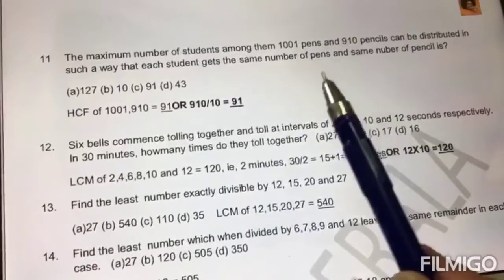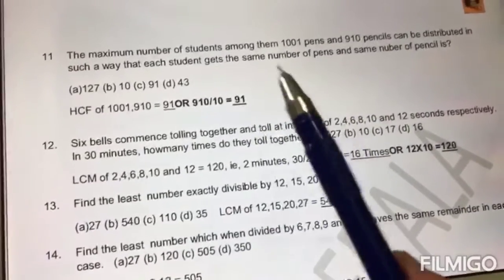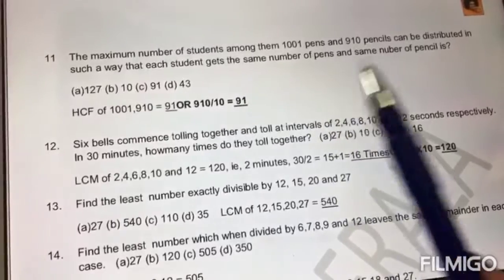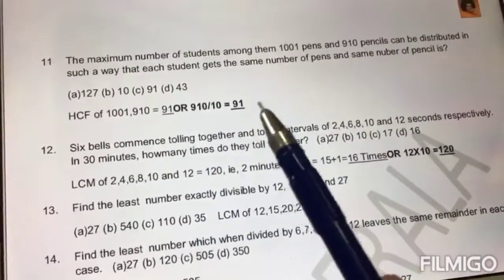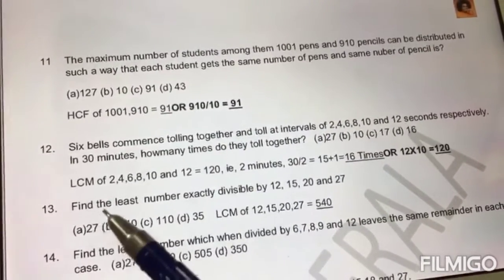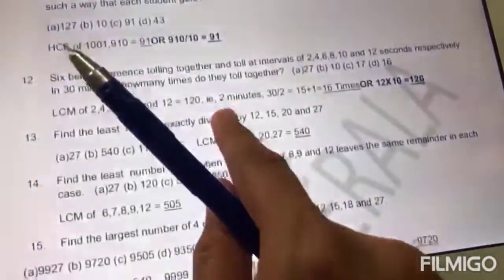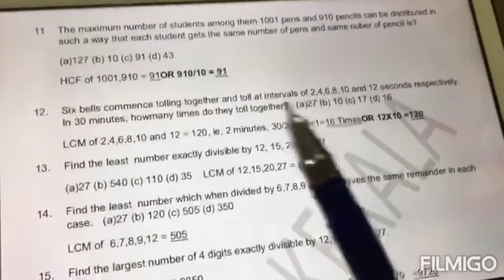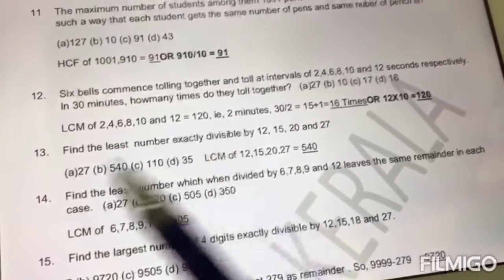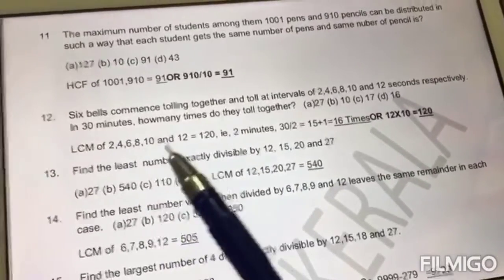So we can distribute the pens and pencils equally, so that each student gets the same amount, only among 91 students. Okay? You have to understand these questions, and you will get an idea. The more you practice it, the more comfortable you'll get at answering such kind of questions. So let's move on to number 12.